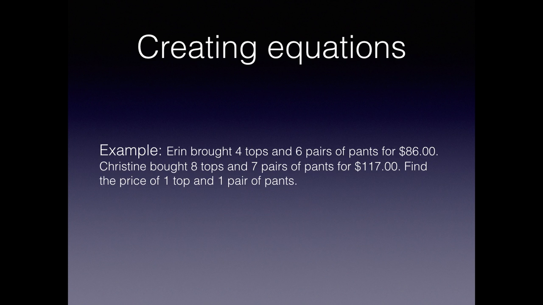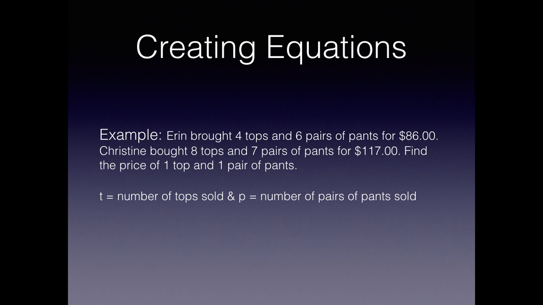Now, here's a quick example. Aaron bought 4 tops and 6 pairs of pants for $86. Christine bought 8 tops and 7 pairs of pants for $117. Find the price of 1 top and 1 pair of pants. So from looking at this, you can see you have 2 distinct equations that you could use, and that will take us back to creating the equations.